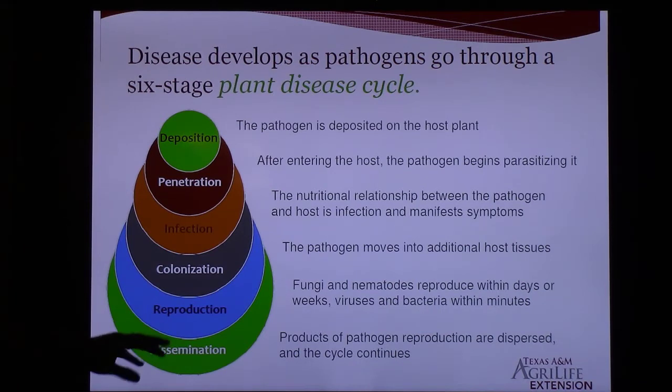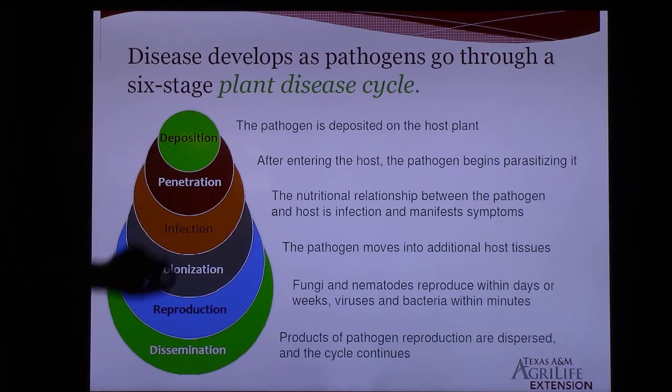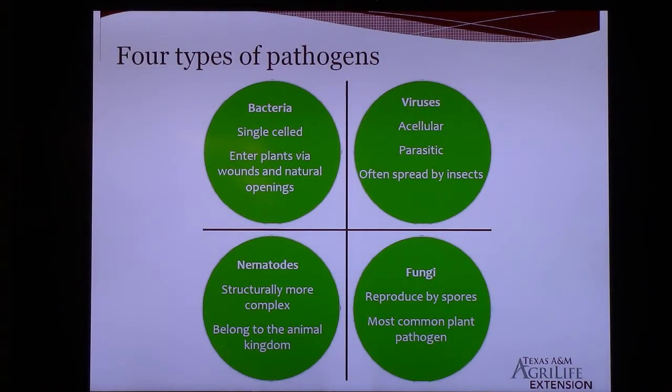And then after reproduction, dissemination. They're going to spread. So the products of the pathogen reproduction are dispersed or spread to other plants. And that cycle continues, and it starts all over with deposition, penetration. So this is our disease cycle. I guess it would be better represented if it was drawn in a circle, because from dissemination it starts right back over with deposition. So we're going to focus on 4 types of plant pathogens.